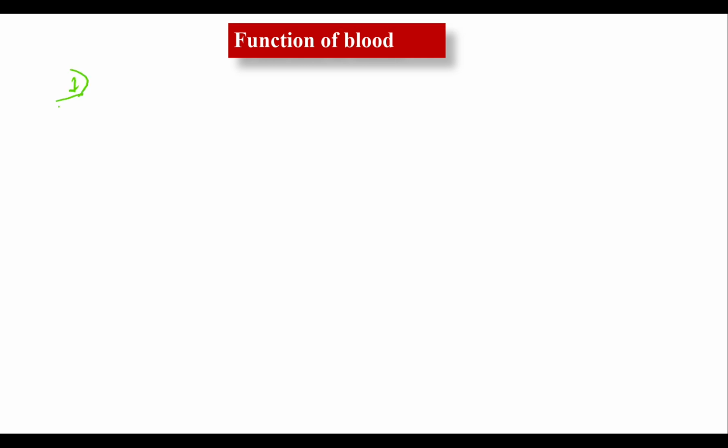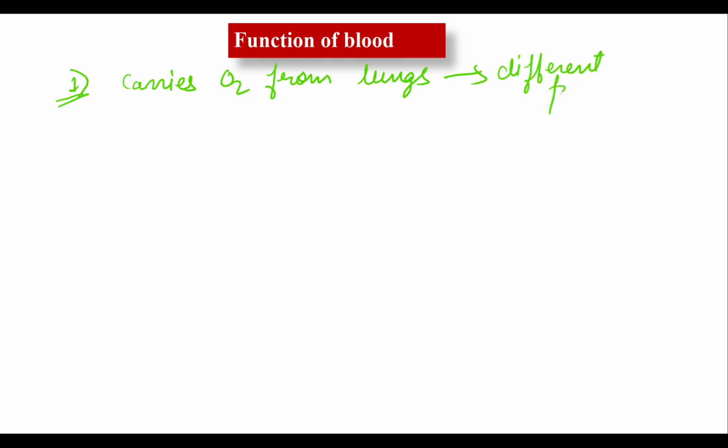So first function of blood is that it carries oxygen from lungs to different parts of the body. Okay, I mean to say they help in transport of substances. This is the first function. Okay, clear? Second one is that it carries carbon dioxide from body cells.